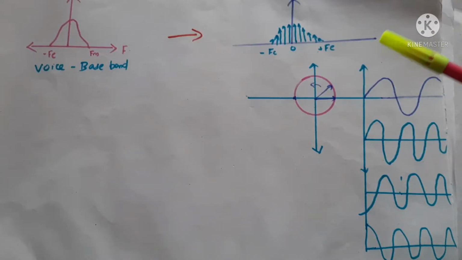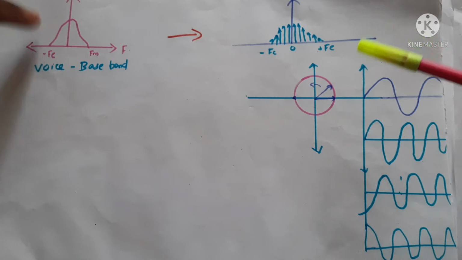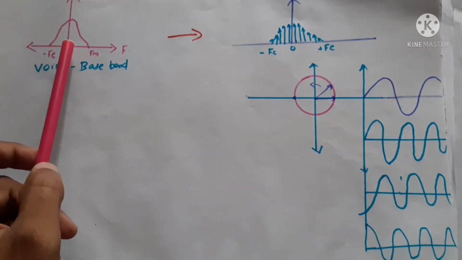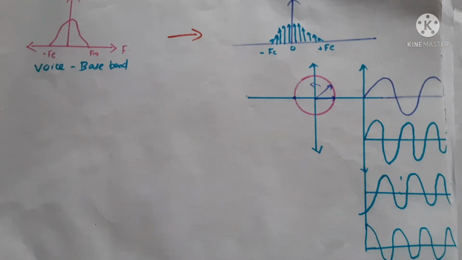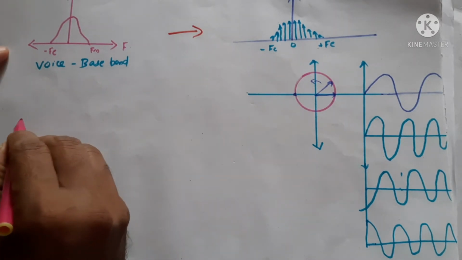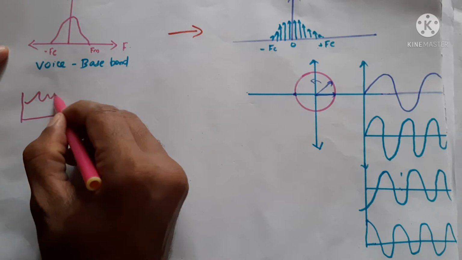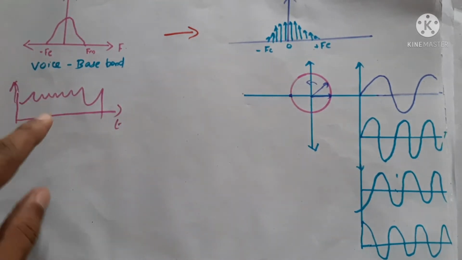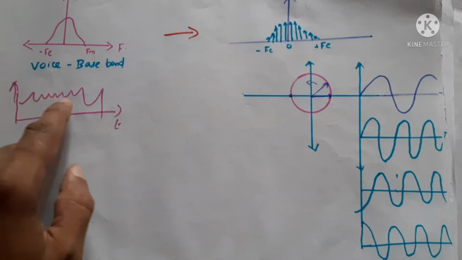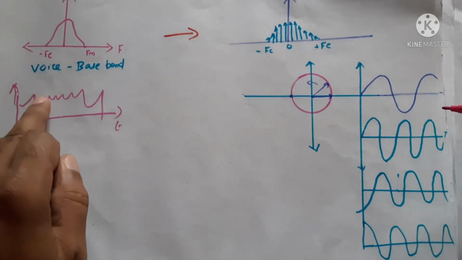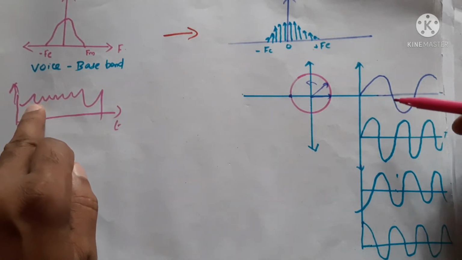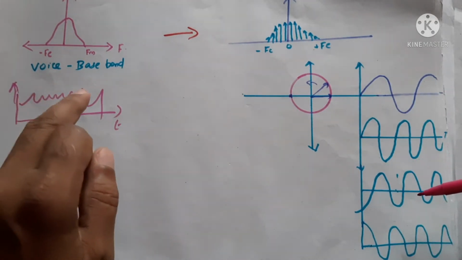Hello and welcome all. Today we are going to see what we have heard about the voice signal. In the frequency domain, the voice signal looks like this. Actually, a voice signal will look something like this. According to time, the amplitude of the signal is varying. This signal consists of many frequencies.